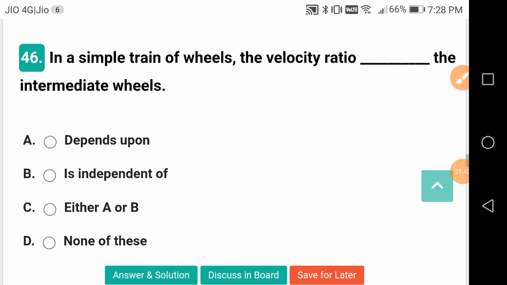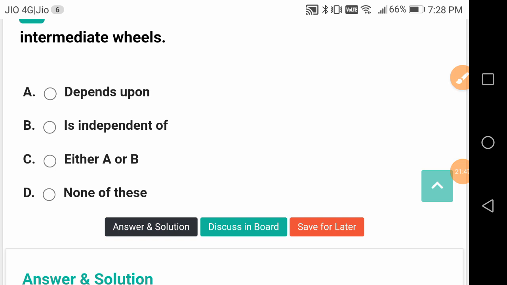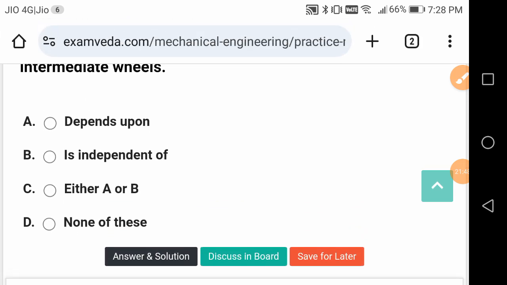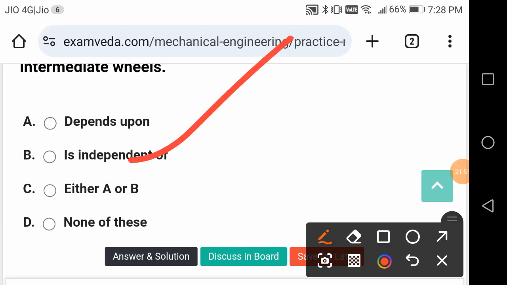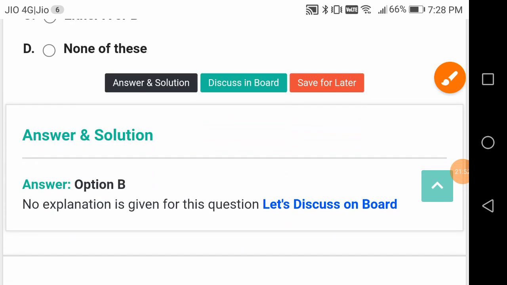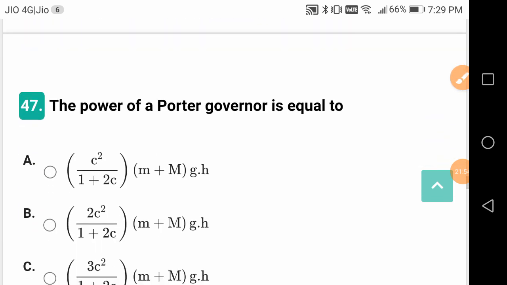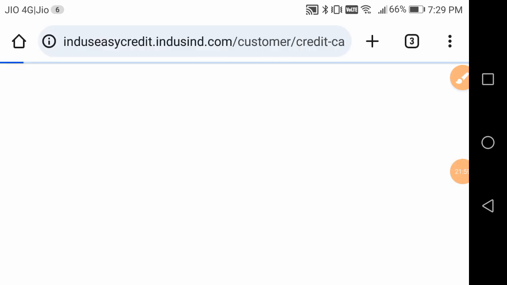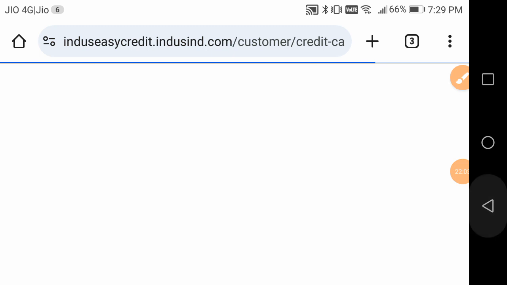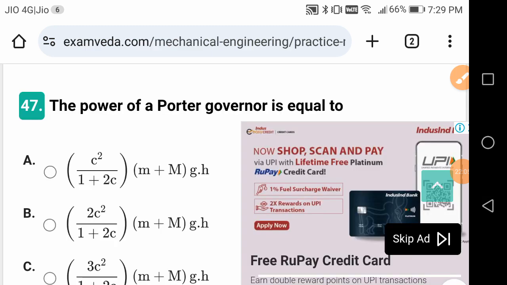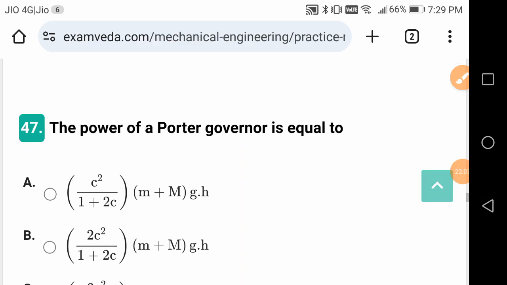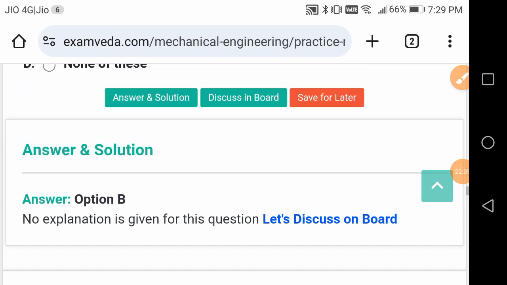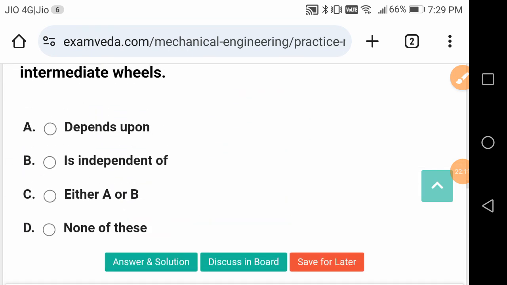In a simple train of wheels, the velocity ratio is independent of the intermediate wheels. There will not be any effect on the velocity ratio. What is the velocity ratio, by the way? Ratio of the driven link rotational speed to the driver speed.